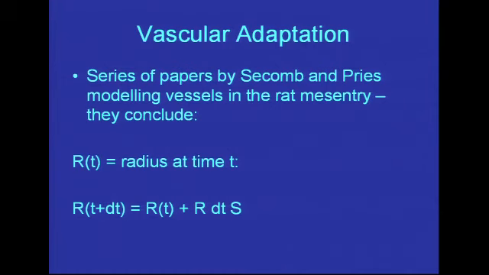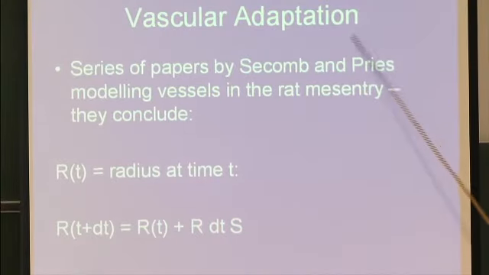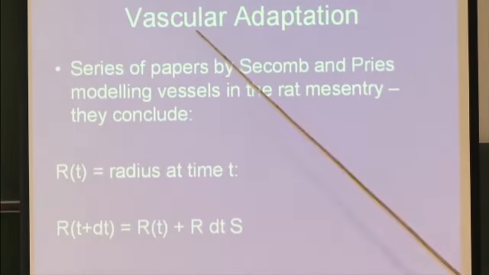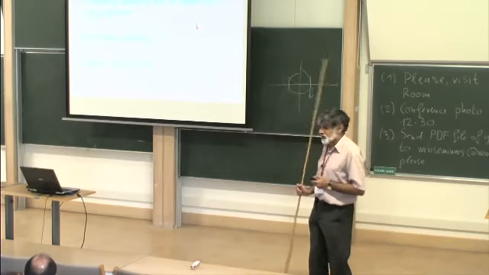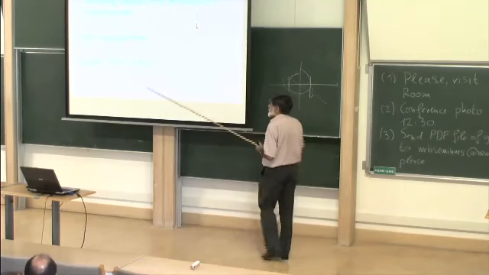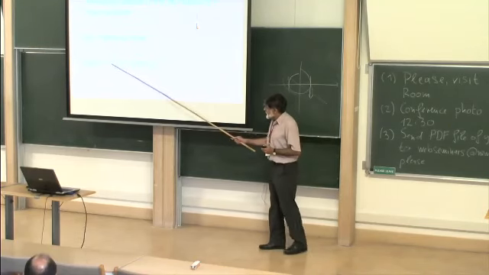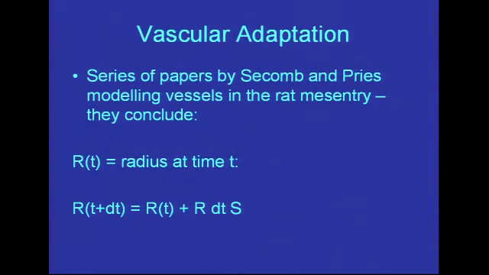There's a very nice series of papers by Tim Secomb and Axel Pries, a mathematician and an experimentalist, on vascular adaptation. The question they ask is: if I know the radius of a blood vessel at time t, what's its radius at time t plus delta t? And the answer is it's the radius at time t plus some stimulus.